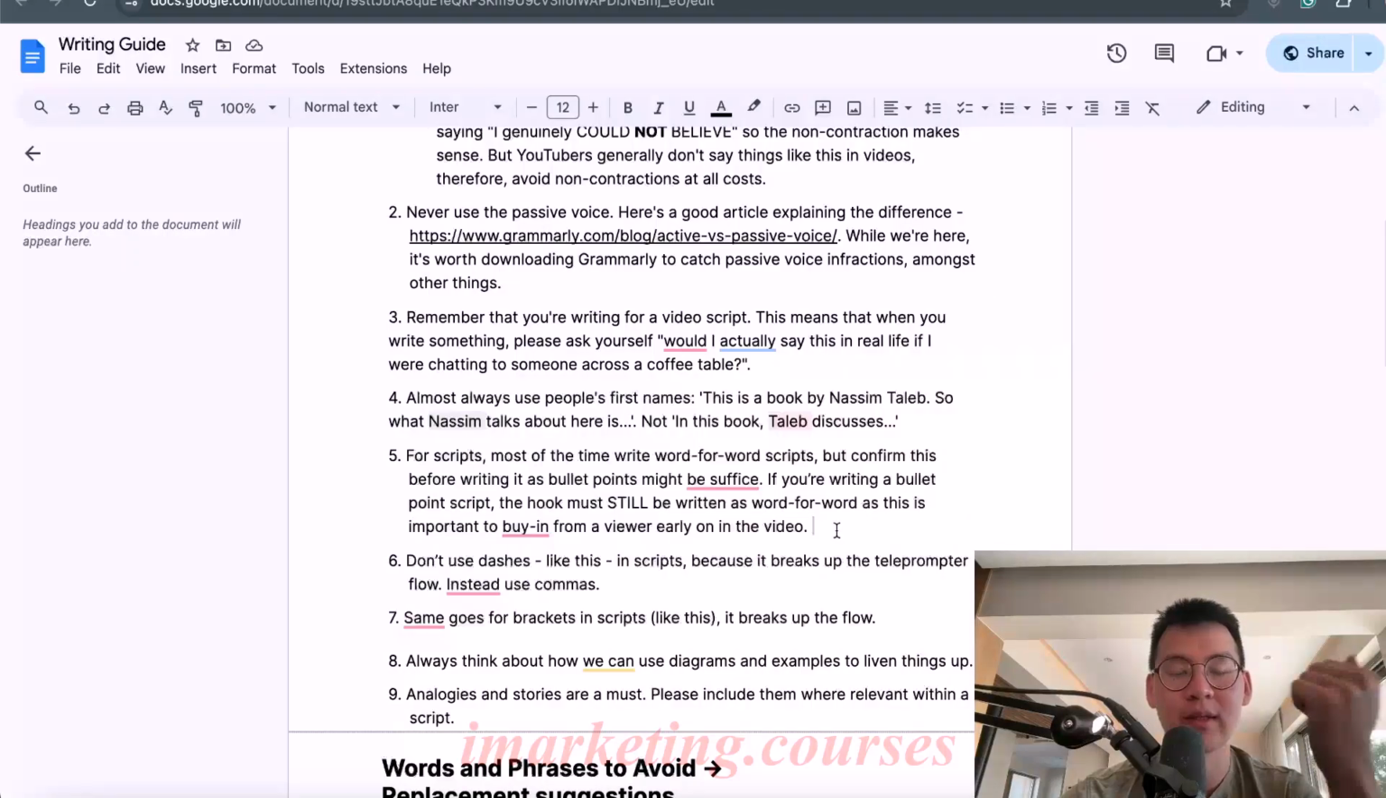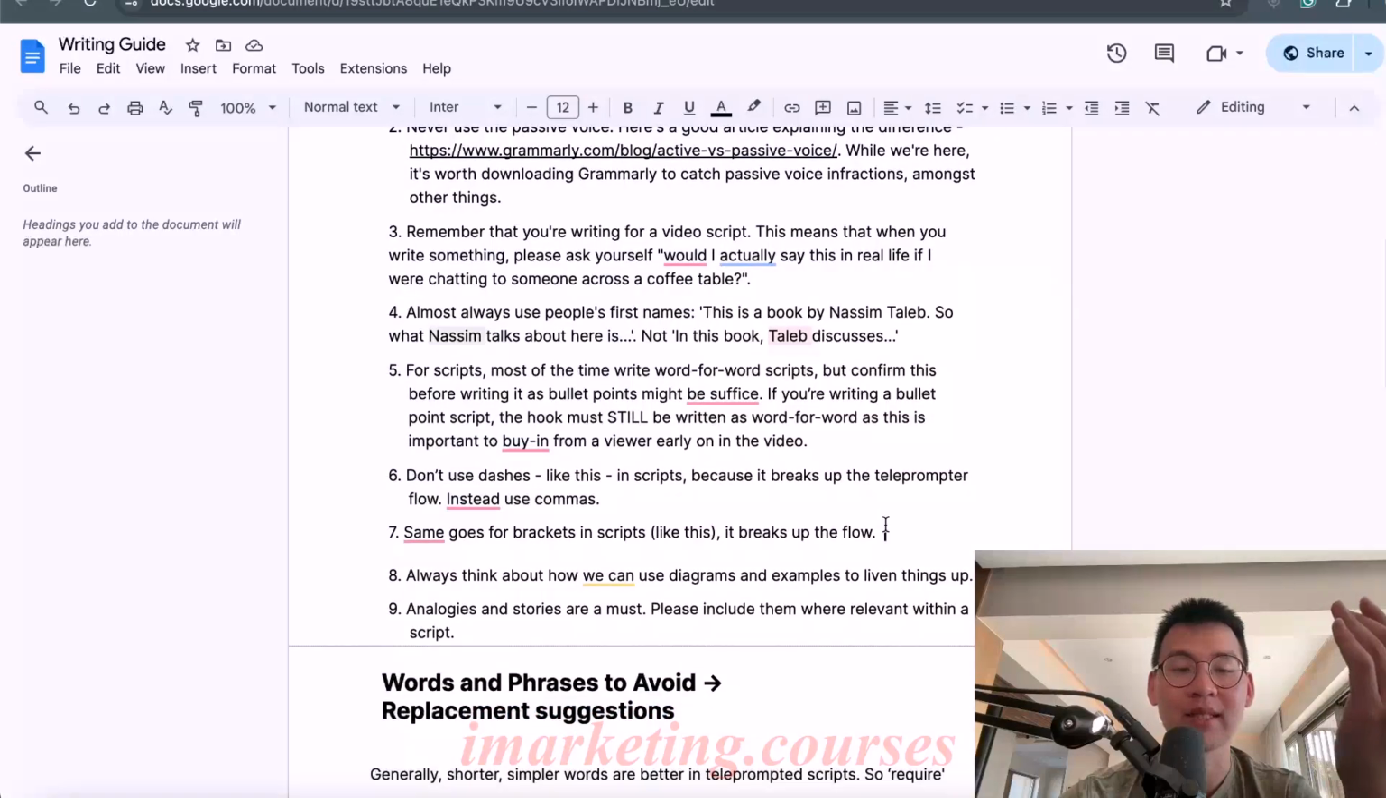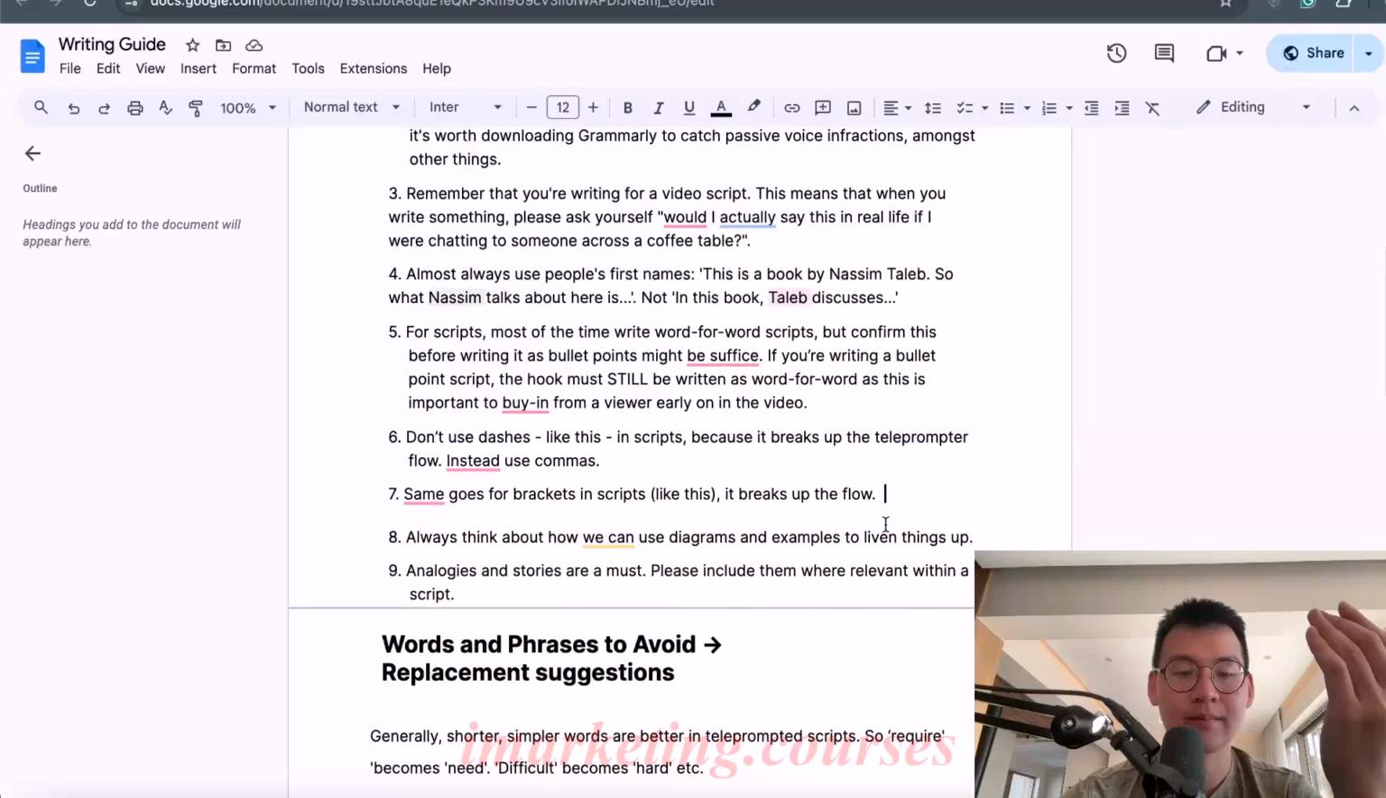So this is simple, right? Use people's first names. Number five, for scripts, most of the time I write word for word, but confirm this with the specific client before writing as bullet points, okay? Number six, don't use dashes because it breaks up the teleprompter. Depends on the specific client, of course. Number seven, same goes for brackets, right? It breaks up the flow. Generally, we don't use brackets in scripts.